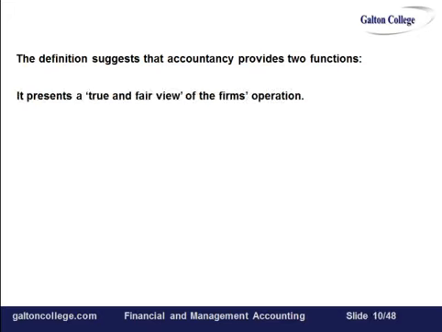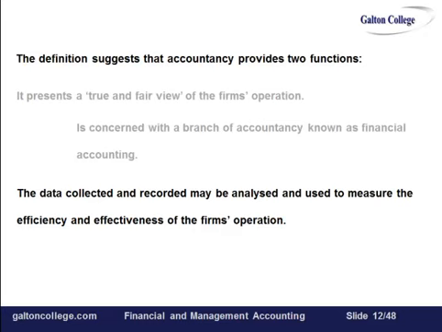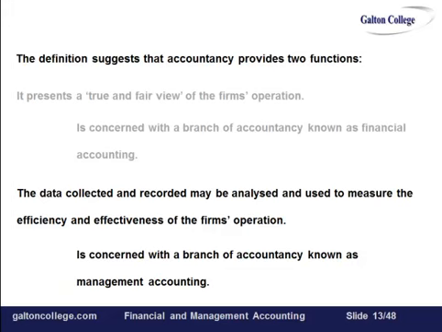The data collected and recorded may be analysed and used to measure the efficiency and the effectiveness of firms. It can also be used for decision making, and this is sometimes known as management accounting. So there are two branches, financial and management accountancy. So first of all, let's look at financial accounting. This branch of accounting is concerned with presenting a true and fair view of the firm's trading position to external interested parties. There's that term again, true and fair view.